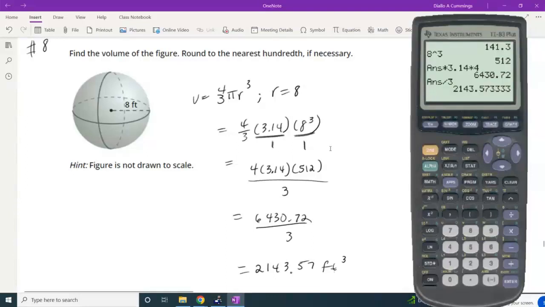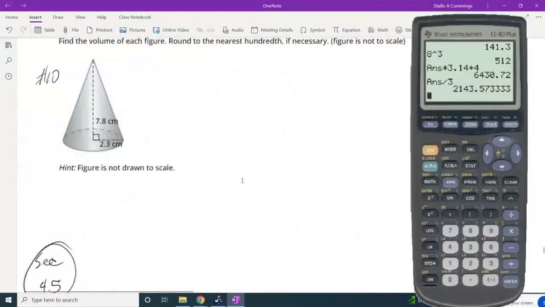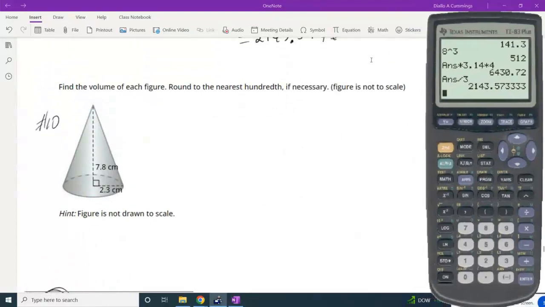So I basically changed everything to a fraction, right? I just put 3.14 over 1 and 8 to the 3rd power over 1. I multiplied my numerators, multiplied my denominators. And lastly, I divided by 3. All right, so that's problem number 8. Problem number 10, we are dealing with a cone. So the formula for the volume of a cone is 1/3 times pi times r squared times h.